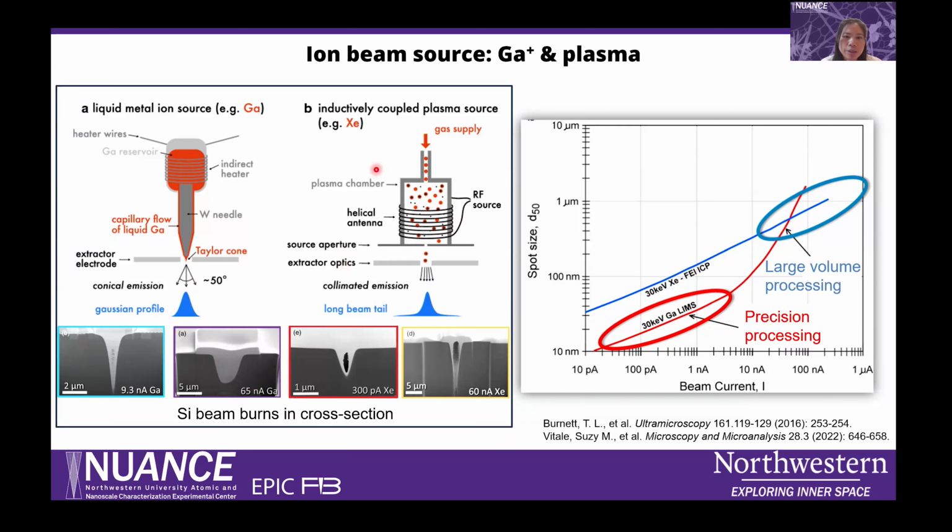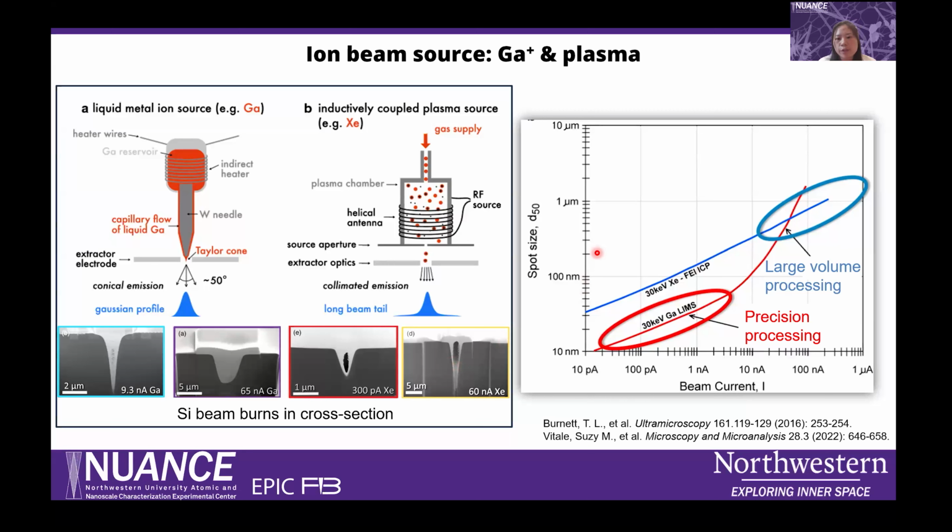Well, for the inductively coupled plasma source, we can see that the radio frequency energy will ionize the xenon or oxygen or some other gases. Then the ions are extracted through the aperture and form a long-tailed beam shape. The feature of this beam shape is that it stays very sharp at high current, like here, 16 nanoamperes.